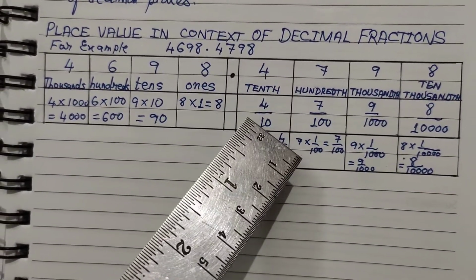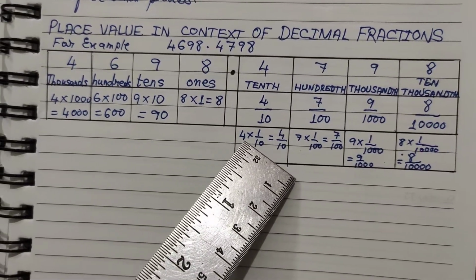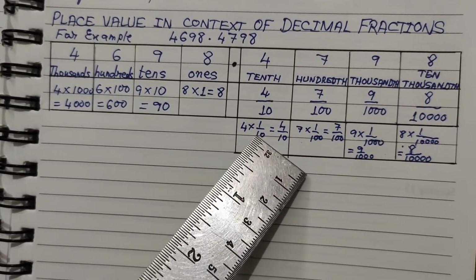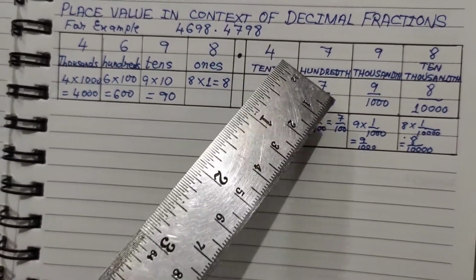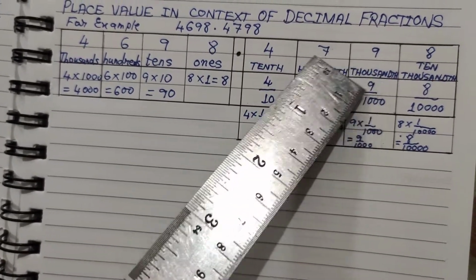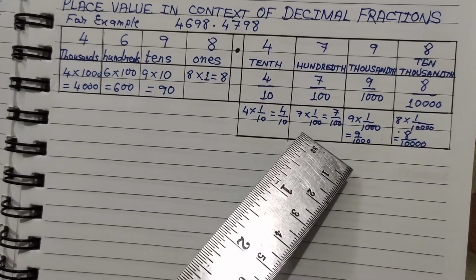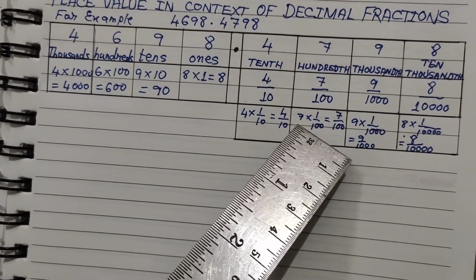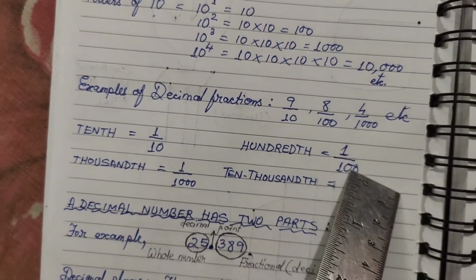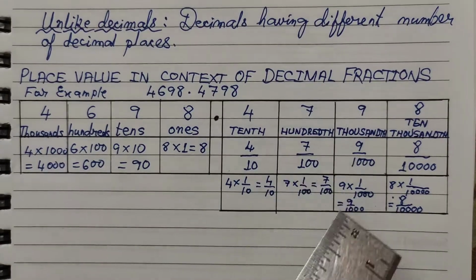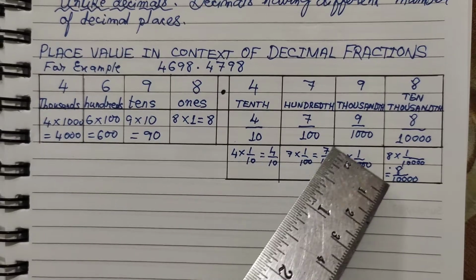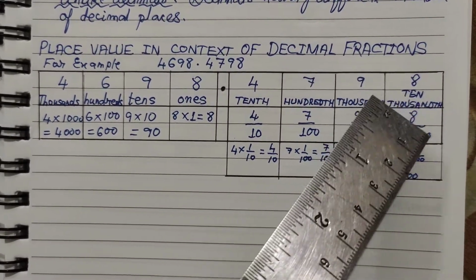So 4 is in the tenths house. So what's the place value of 4? 4 into 1 by 10. Tenths means what? 1 by 10, no? So 4 into 1 by 10, that is 4 by 10. So the value of 4 in this particular decimal number is 4 by 10. Similarly, 7 is in the hundredths house. Remember what is hundredth? 1 out of 100, or 1 by 100, is known as a hundredth. So 7 is in the hundredths house, so the place value of 7 will be 7 into 1 by 100, or 7 by 100. 9 is in the thousandths house.